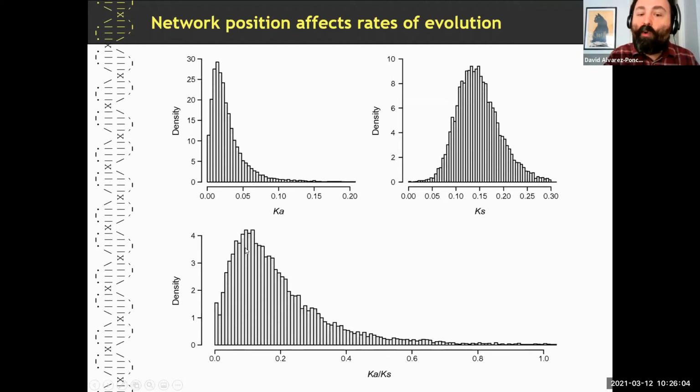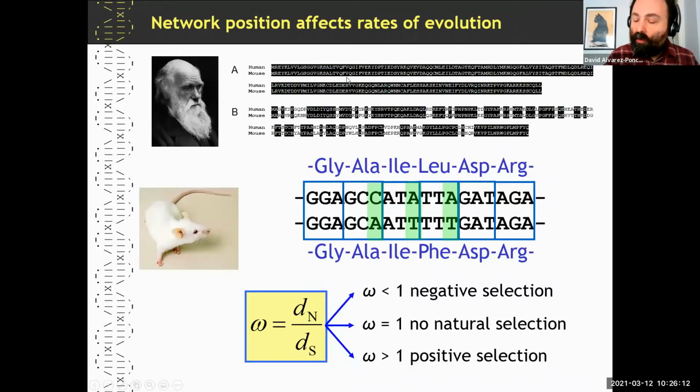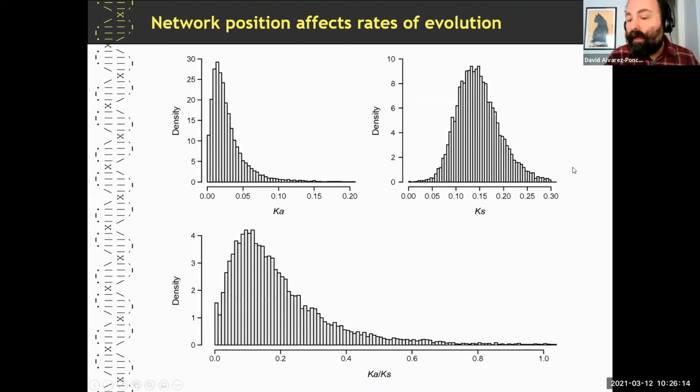In this case, the mode is around 0.1, but you have proteins that have an omega of 0, like this one, that didn't change at all. And you have others that have an omega around 1 and sometimes even above 1. So there's a lot of variability. Some proteins evolve very slowly and some proteins evolve very fast. So why is that?